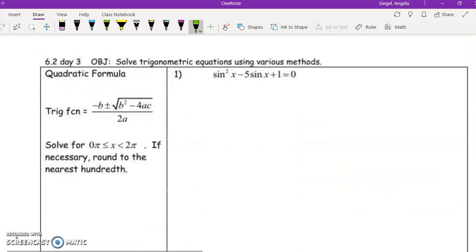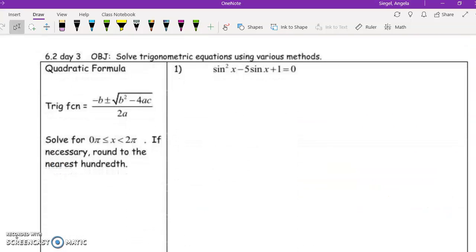Okay, so for the next part, we're going to use the quadratic formula. So treat this as you would just a regular quadratic formula. The coefficient of the squared term is 1, the coefficient of the x term is -5, and your constant is 1. So go ahead and do the quadratic formula and see what you get for your answer.